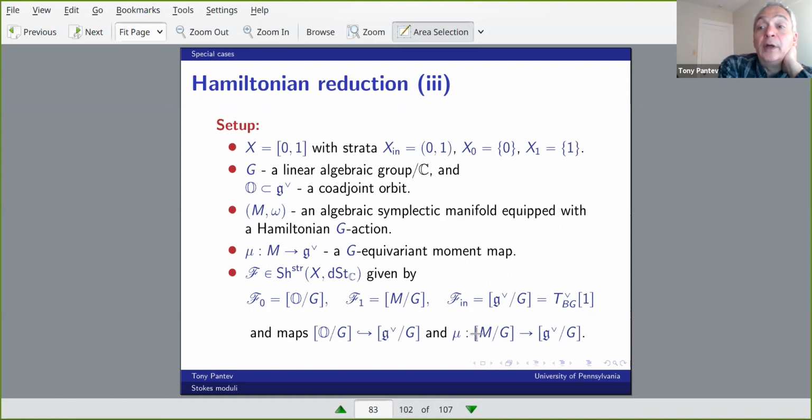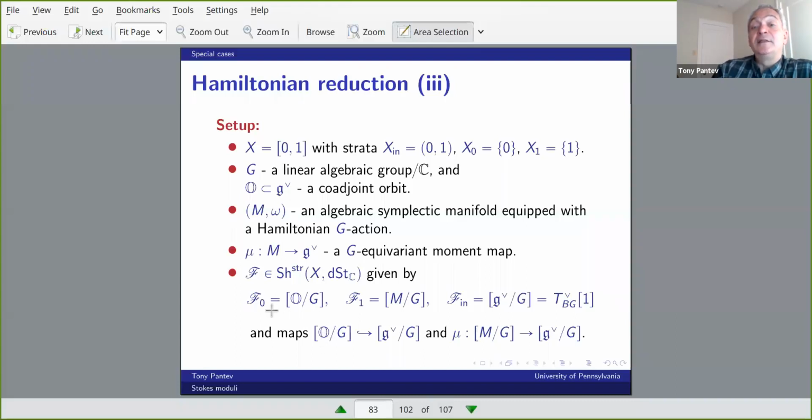So on the open stratum, it is just the coadjoint quotient. It's just the stack quotient of the dual of the Lie algebra by G. But if you stare at this for a moment, you realize this is the cotangent bundle of BG shifted by 1. So it's a shifted cotangent bundle. So this thing always has an intrinsic symplectic form, a 1 shifted symplectic form.